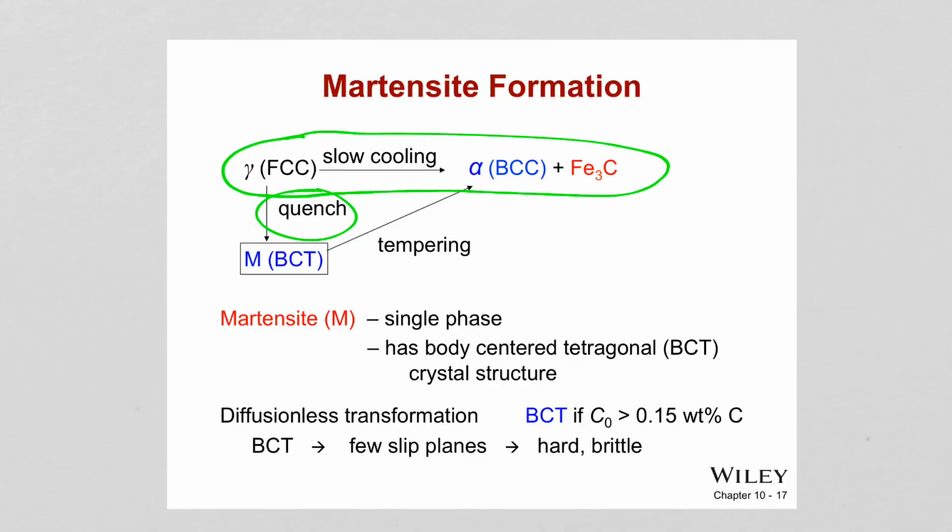Again, the martensite is a single phase. It is a body-centered tetragonal structure. And this was a diffusionless transformation because there is no time for atoms to diffuse around. And again, it is hard and brittle.